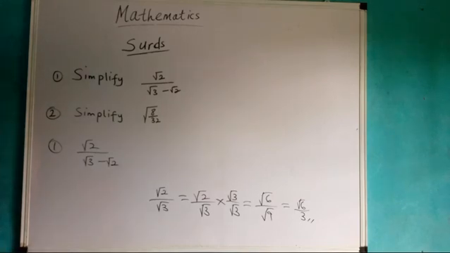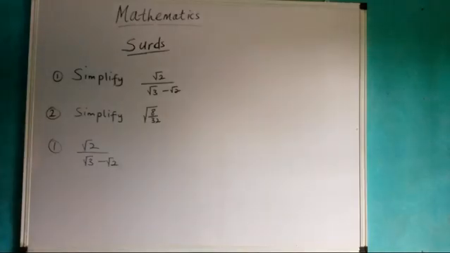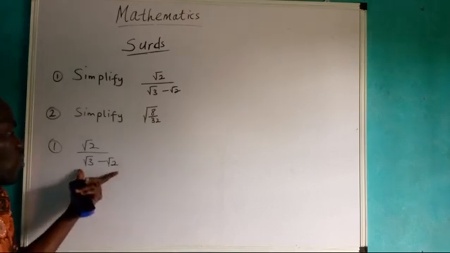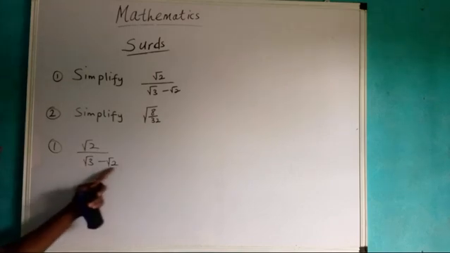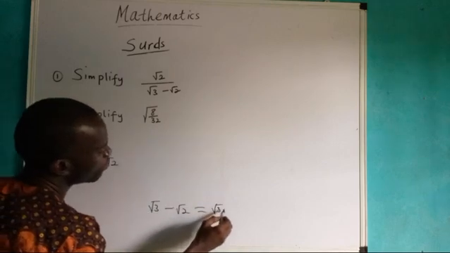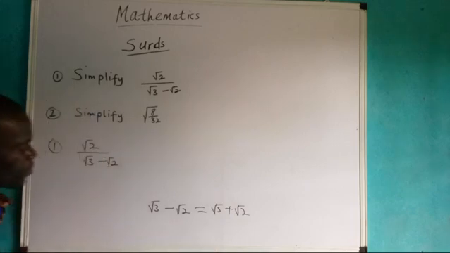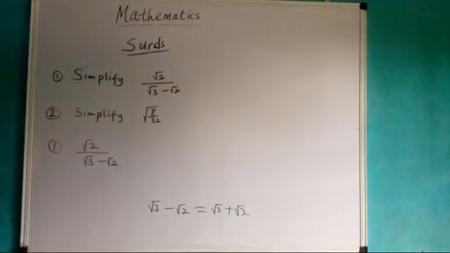But for this very question, we have two surds at the denominator. For this very case, what do we do? We have to take the conjugate of the two surds. Since we have two surds appearing at the denominator, we simply take the conjugate of these surds. The conjugate of root 3 minus root 2 is simply root 3 plus root 2. If it is negative, it becomes positive. If it is positive, it becomes negative. That is how we get the conjugate.